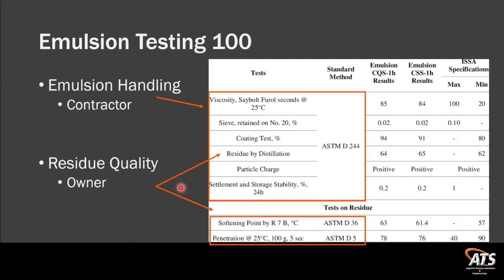From the owner quality standpoint, you're looking at how much asphalt is going to be left over. Right? So you want to know, on the residue from distillation, what is going to be left? That's the asphalt. Then what are the properties of that actual asphalt? Because at the end of the day, when all that water evaporates out of the emulsion, that's all we have in order to make sure that the pavement preservation treatment is actually going to be working.